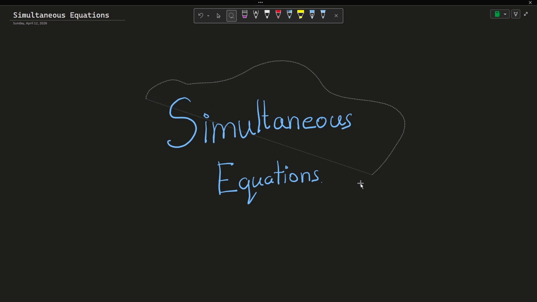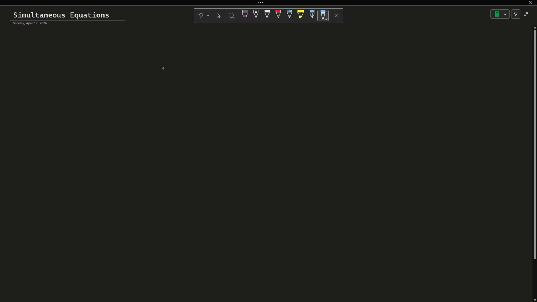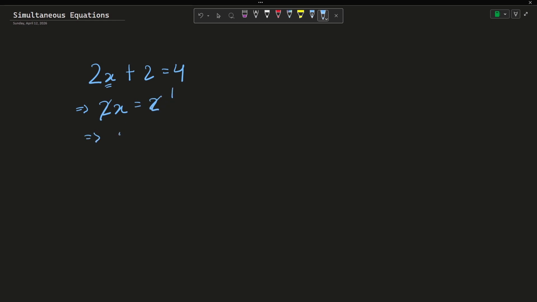Before diving into simultaneous equations, I want to first look at our normal equations. Let's say we have an equation of 2x + 2 = 4. Now what do we do in here? What we try to do is solve for the value of our variable x. So in this case, we can subtract 2 from both sides of the equation, which leaves us with 2x = 2. And then we can divide both sides of the equation by 2. That leaves us with x = 1.